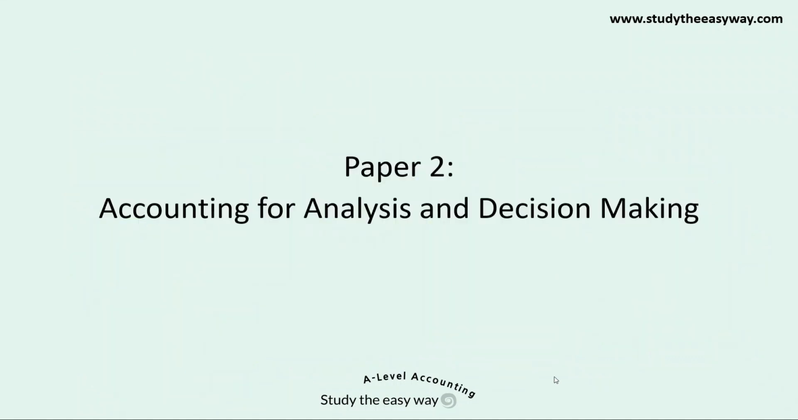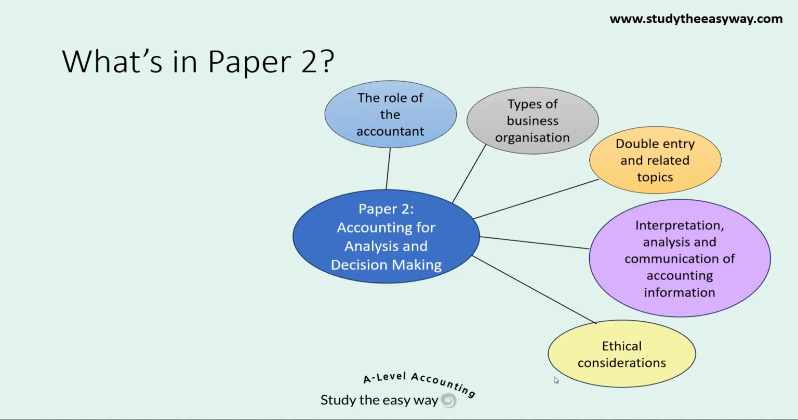Moving on now to Paper 2, Accounting for Analysis and Decision Making. As outlined earlier, a subset of the financial accounting topics are included in Paper 2. These are the role of the accountant, types of business organisation, double entry and related topics, interpretation, analysis and communication of accounting information, and ethical considerations. The same comments regarding the content of these topics applies as I explained in the Paper 1 section of the video.